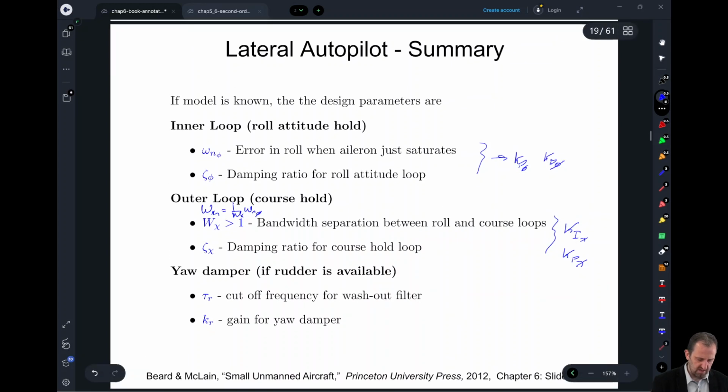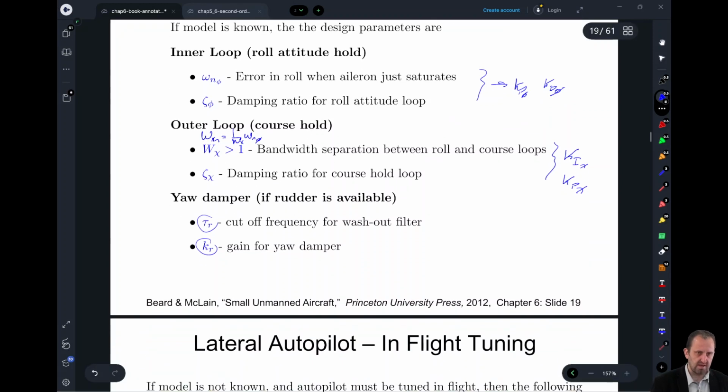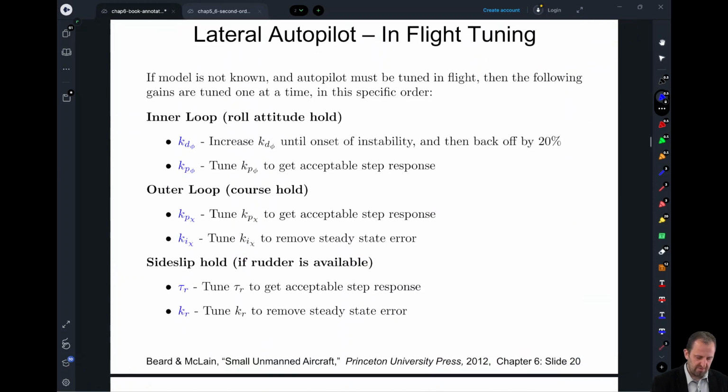By defining those parameters, we can get our initial values for those control gains. For our yaw dampener, we can define our cutoff frequency for the washout filter and a gain for that yaw dampener. Then if we're going to tune this in flight, since our dynamics will be slightly off, the model not known perfectly, we can take those original values and start from there. This gives us some instructions for how we would get to an acceptable steady state response. Excellent. Given that, we now have autopilot capabilities for our lateral variables.